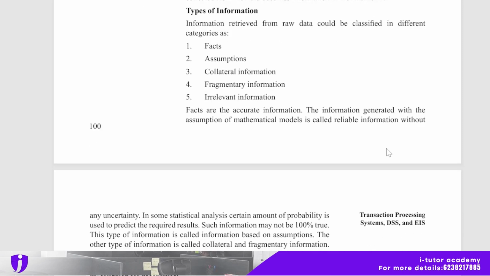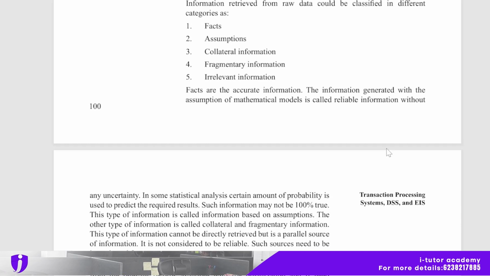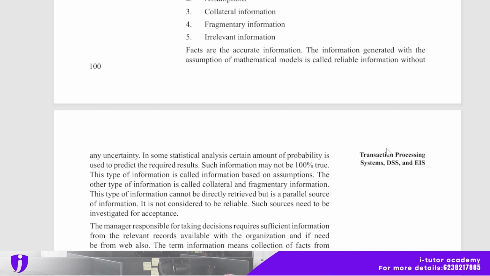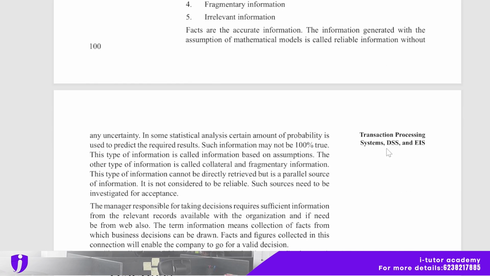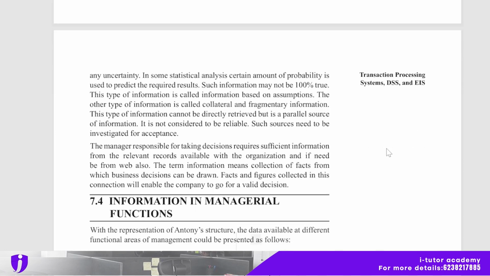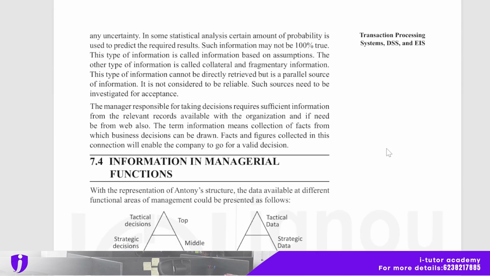The facts are the accurate information. The information generated with the assumption of a mathematical model is called reliable information without any uncertainty. In some statistical analysis, a certain amount of probability is used to predict the required results. Such information may not be 100% true. This type of information is called information based on assumption.